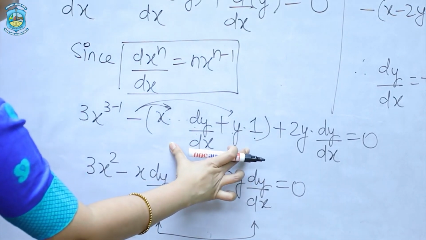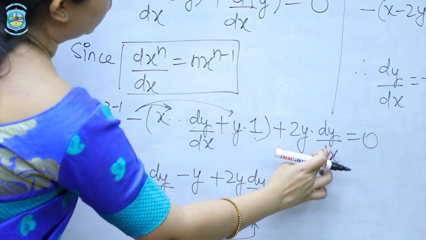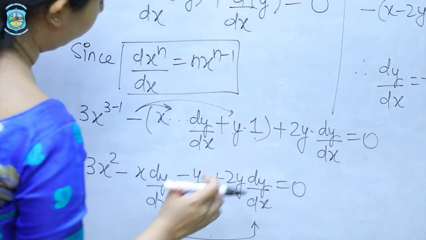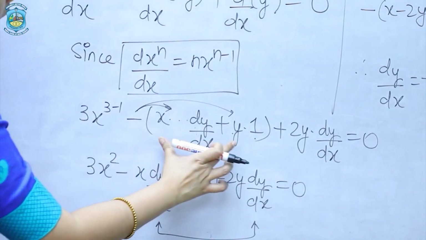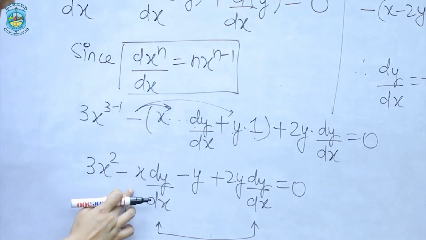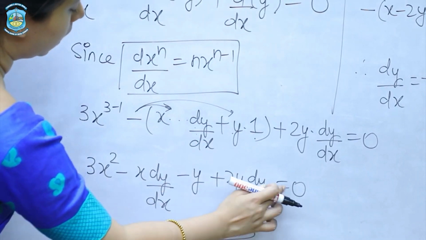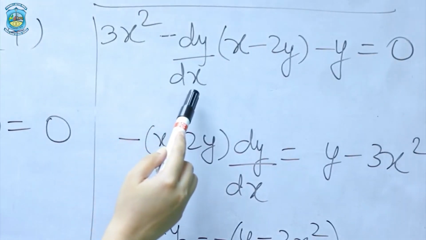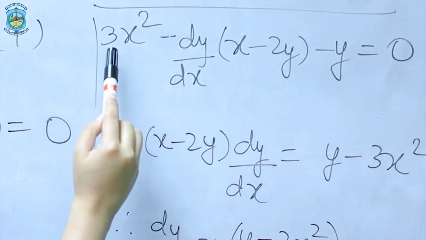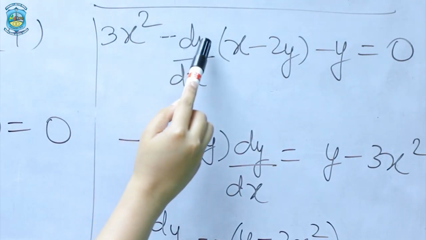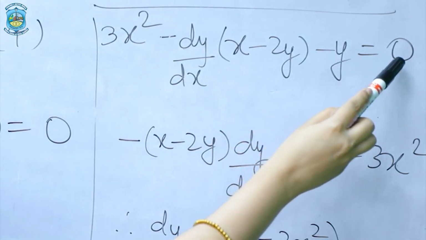So, this is the product rule, plus differentiation of y square will give you 2y times dy by dx, and that is equal to 0. So, 3x square minus, in the next step we will multiply the negative sign within the bracket. So, we will get minus x dy by dx minus y plus 2y dy by dx equals 0. Now, from the second term and the fourth term we will take minus dy by dx as common. So, what we will get? We will get 3x square minus dy by dx into x minus 2y minus y is equal to 0.